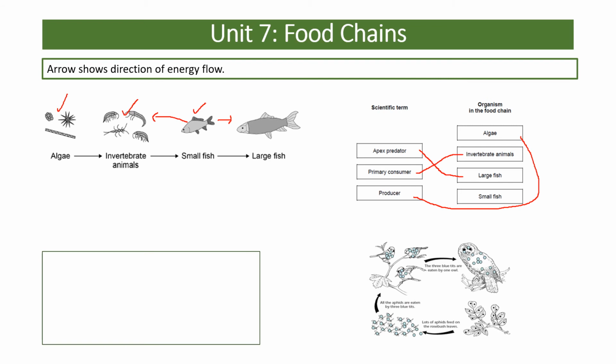Now, whilst it's not on the food chain, don't forget when this fish dies, it will be decomposed, returning the nutrients back into the soil or into the water in this example, and that can be absorbed by algae and plants in the ecosystem.